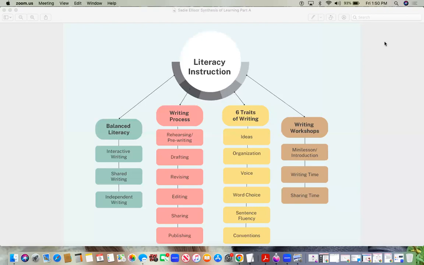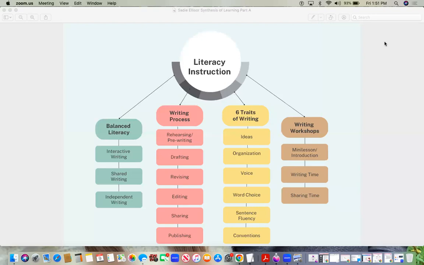The writing process relates to everything else in this organizer because it is the universal way to complete a writing piece. As we've heard, it connects to the 6 traits of writing as well. In each of the interactive, shared, or independent writing, they are working through the writing process stages. It is fundamental for students to learn the writing process stages.